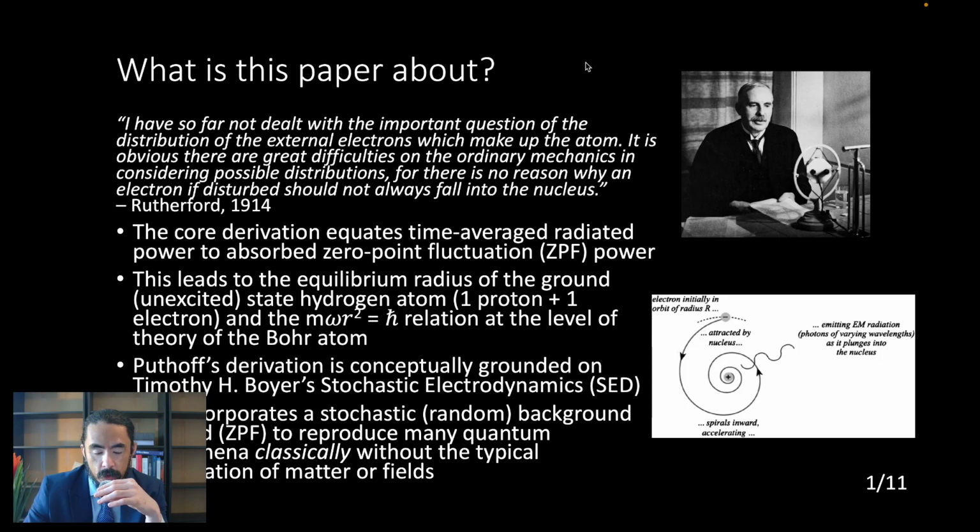All right, so what is this paper about? I figured I would start off with a quote from Ernest Rutherford from 1914. He's pictured here on the right, and of course the Rutherford scattering experiments showed that the atom has most of its mass in the nucleus at the center of the atom, and that this is where all of the positive charge is localized, and there's a relatively large radius outside of that nucleus where the electron or electrons can be located.